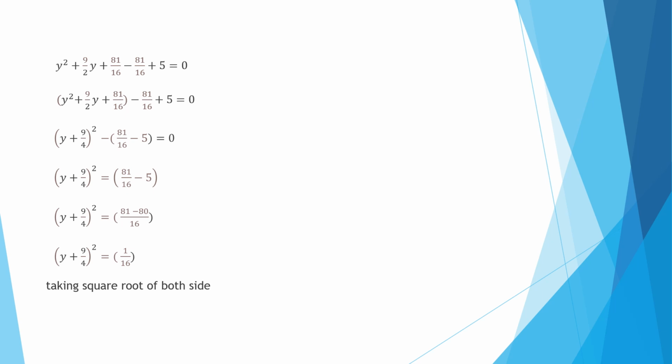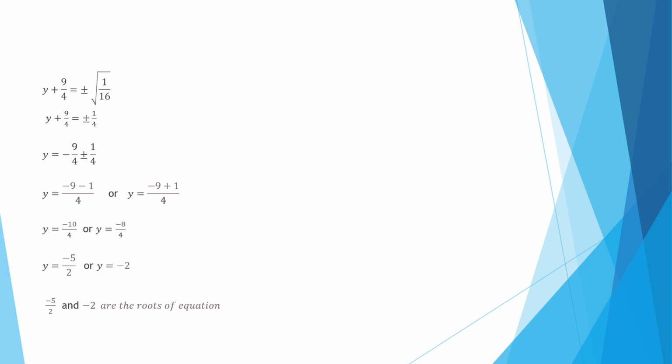This minus becomes plus on this side. So here, 81 by 16 minus 5. So 16 into 5 is 80. So 81 minus 80 by 16. So (y plus 9 by 4) bracket square is equal to 1 by 16. Then we take the square root of both sides.